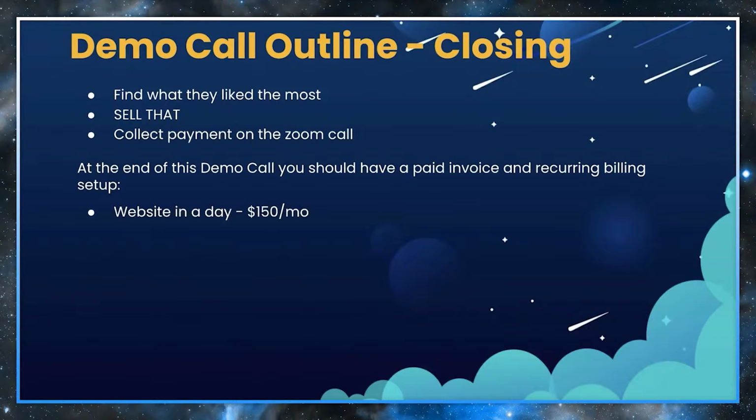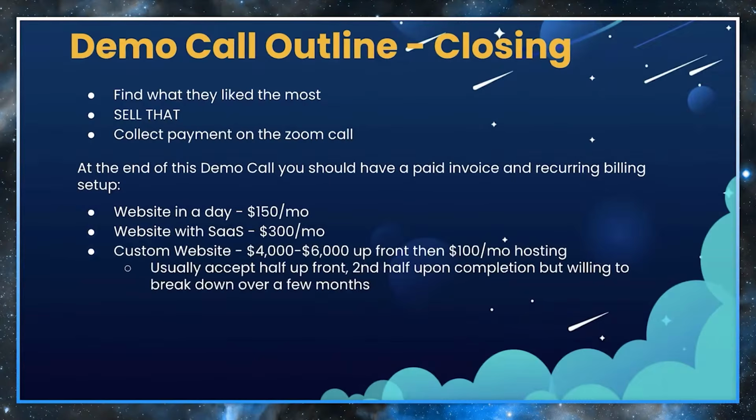Here's how much we charge. And again, we do this inside of HighLevel. There's a payments tab. You're going to go in there and you can create the invoice and collect the payment there. Website in a day, $150 a month. Website with SaaS, $300 a month. Custom website, $4,000 to $6,000 upfront, then $100 per month hosting. We usually accept half upfront. So if they're paying, let's say $6,000, we'll collect $3K upfront, $3K upon completion.